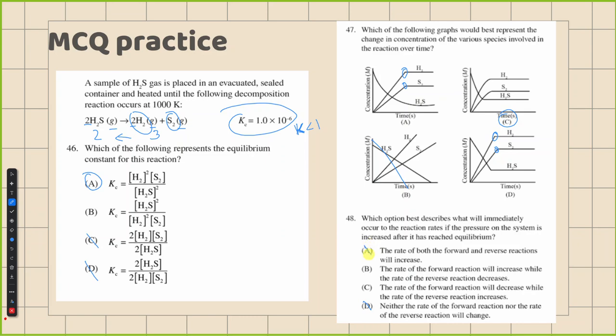Both are not going to increase. So the rate of the forward will increase, rate of reverse, so it's got to be C. Rate of the forward decreases while the rate of the reverse increases because it's shifting left, going towards the reactants with fewer gaseous moles, to relieve the pressure and get back to the same pressure that it once was.